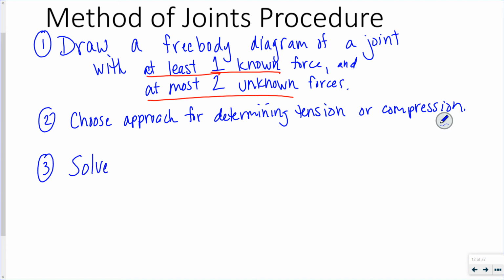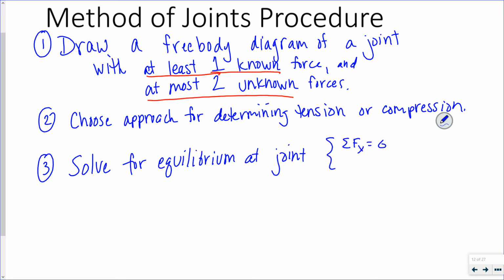Then solve for equilibrium at that joint. Right, I have my two equations, sum of the forces in the x and sum of the forces in the y are both equal to 0. And then continue around the joint for all the joints in the structure until you know all you want to know. Right?